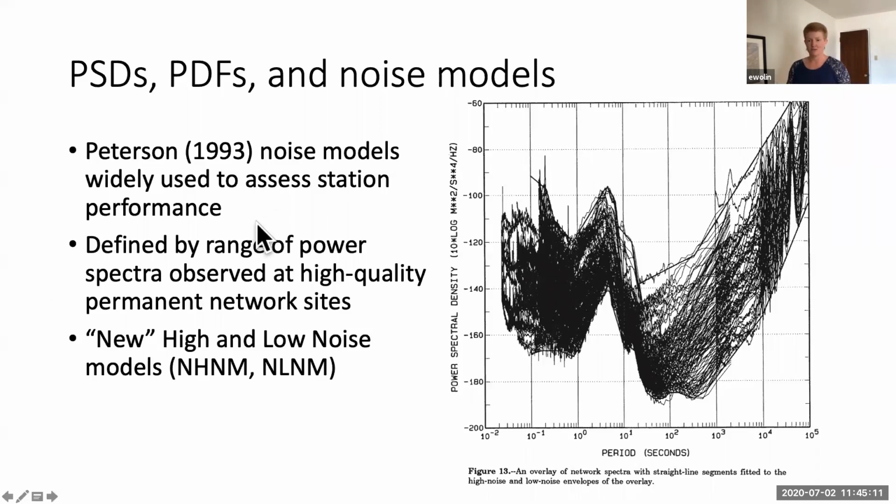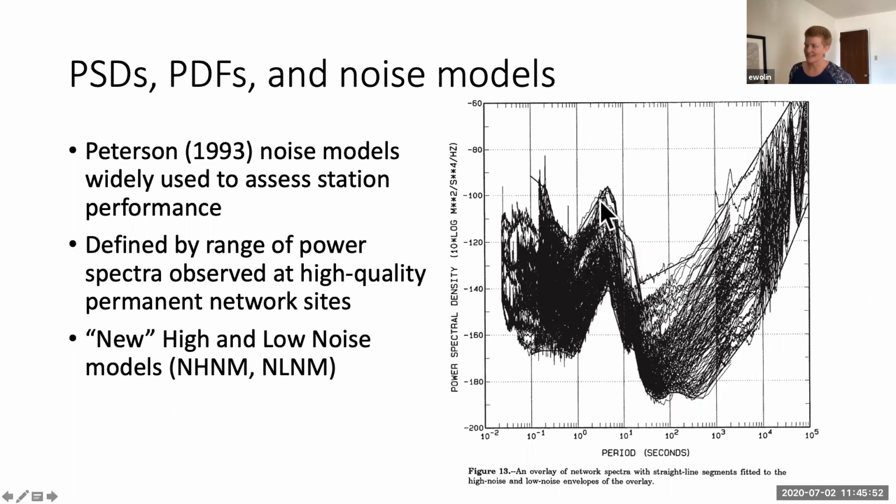Okay, so very often when people are talking about seismic instrumentation performance, we'll plot these noise models that were developed by John Peterson in 1993. He plotted up a bunch of power spectra from high quality permanent network sites and basically drew a line saying this low noise model is the quietest environment that I expect to see at a well-installed station anywhere in the world. And this high noise model is sort of the upper limit for what I would consider to be a useful station in terms of global monitoring applications.